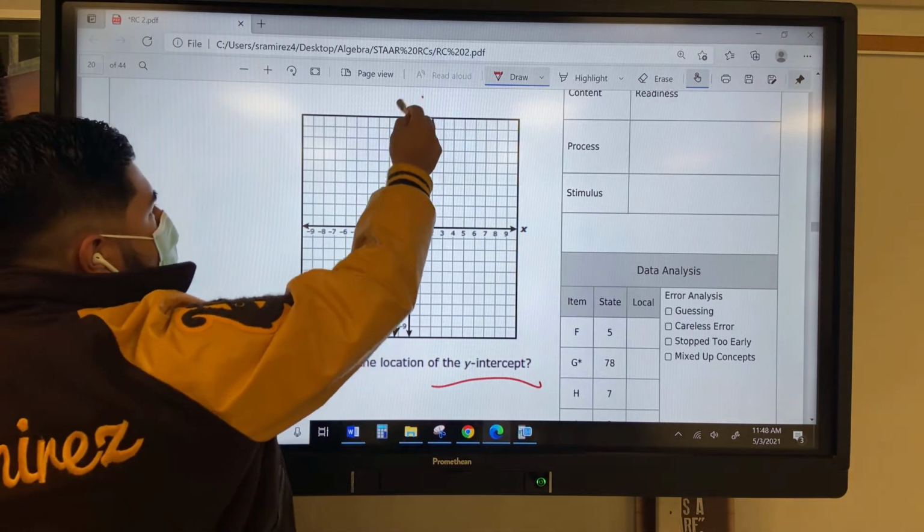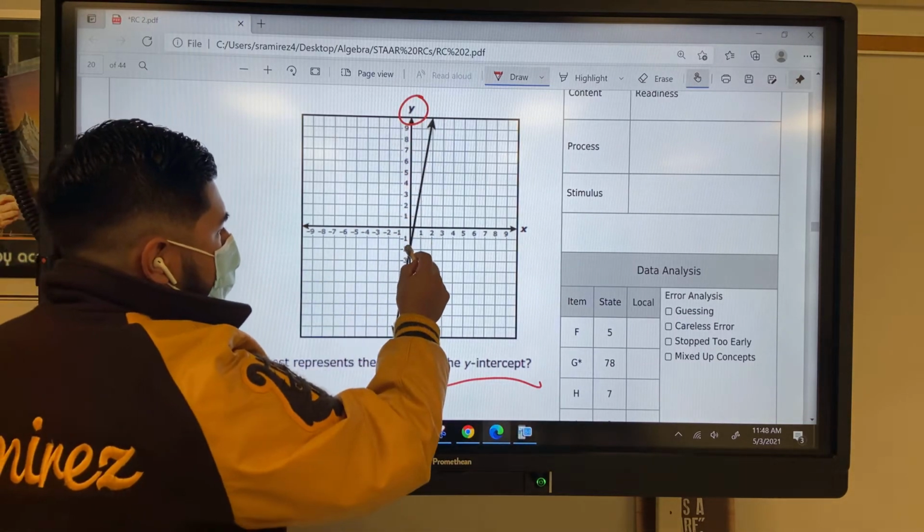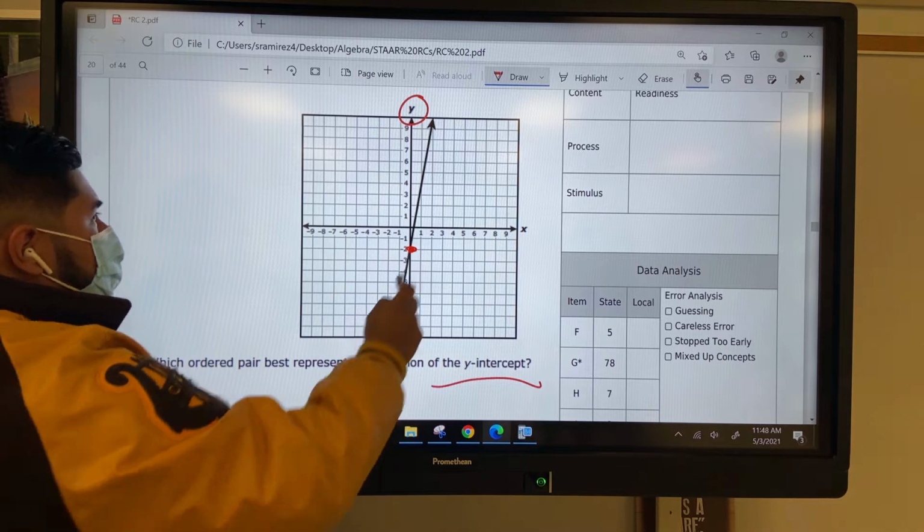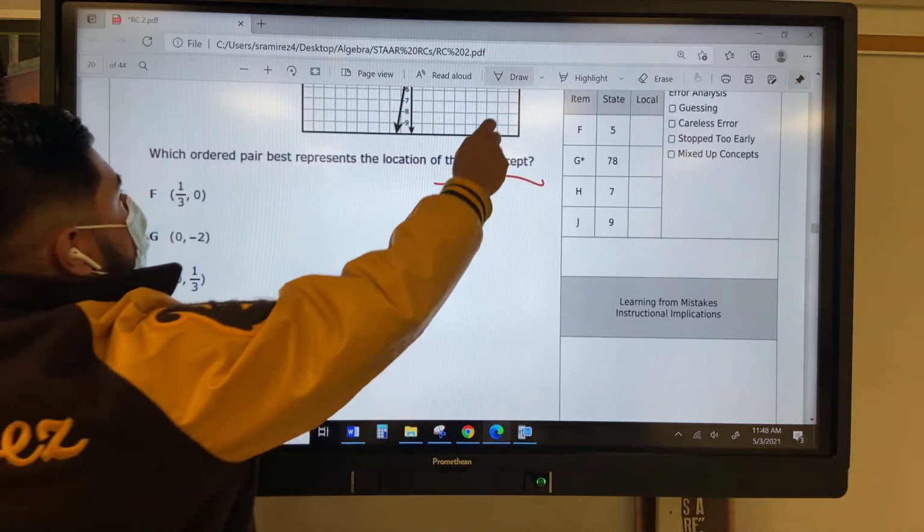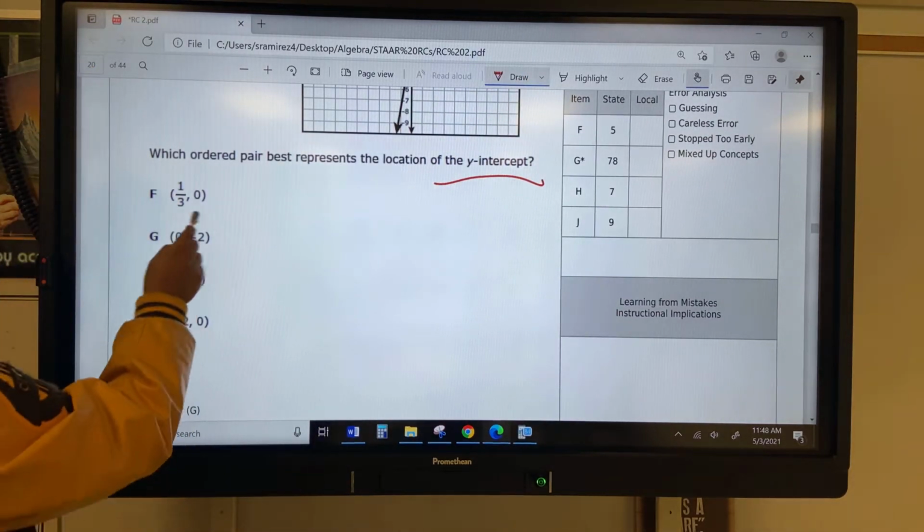Y-intercept, look at the y-axis. Where is it crossing the y? Kaboom, -2. Double check, it's -2.